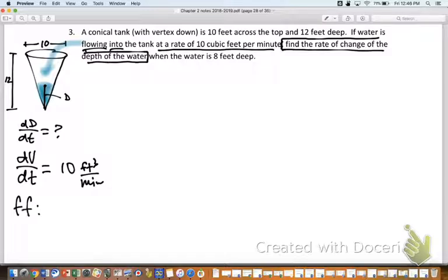Freeze frame moment. 8 feet deep. That's right. So when D equals 8, that's not a distraction, is it? Is that about calculus? Then it's a distraction. Okay.